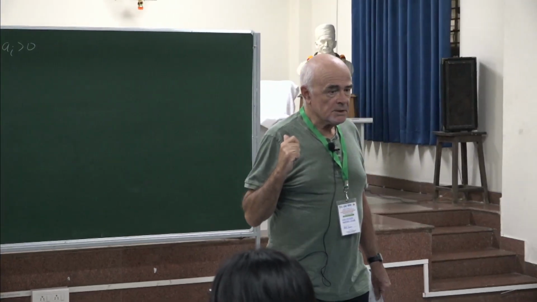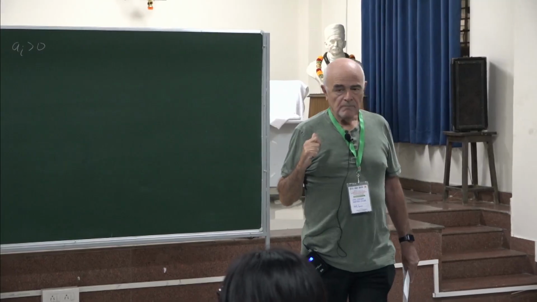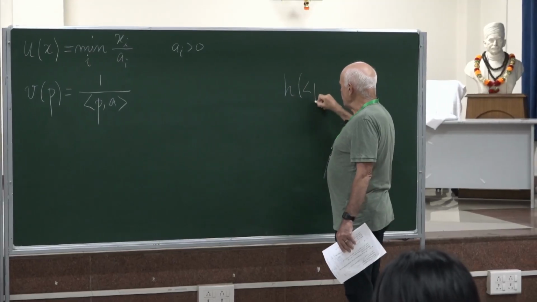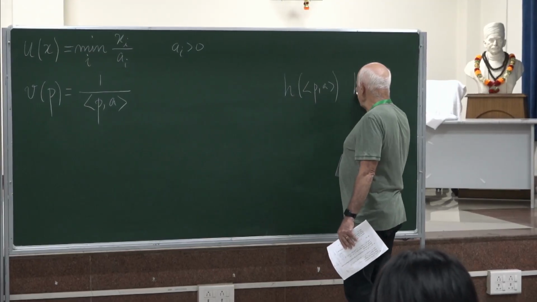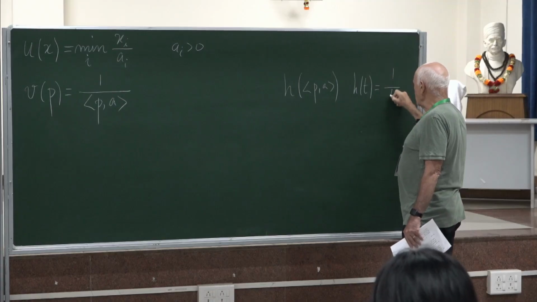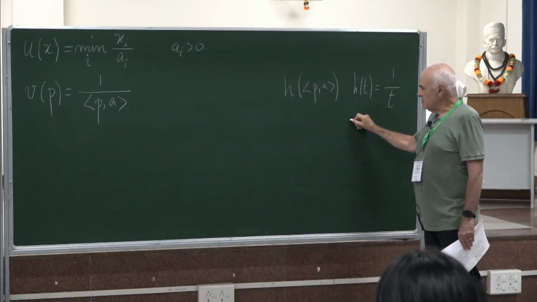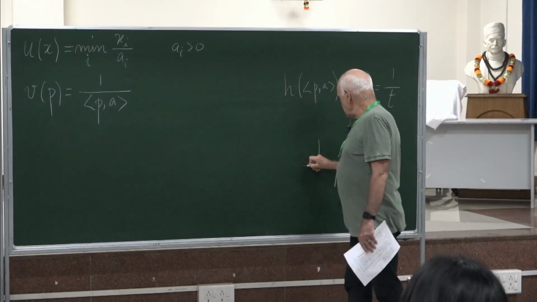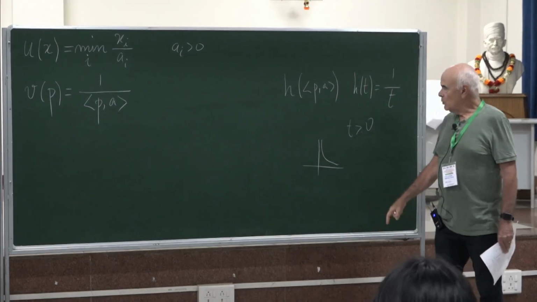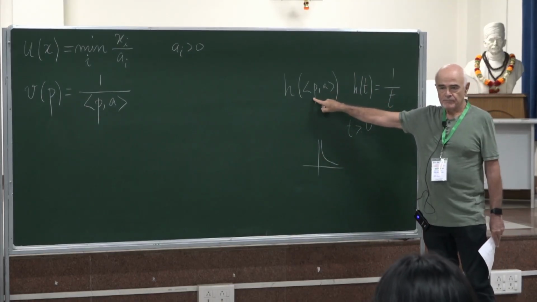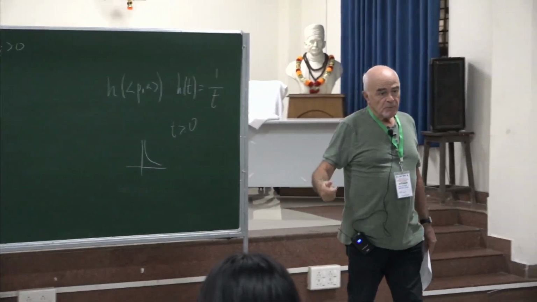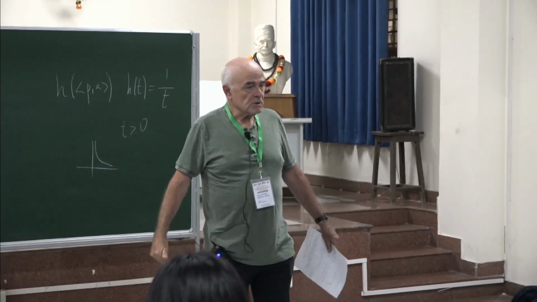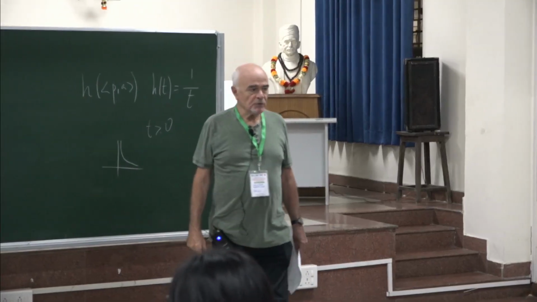How do you know that this is convex? Because this is h of p·a with h of t equal to 1 over t, t positive, because p·a is positive. So this h is convex, and we are composing it with a linear function. Then it is convex. So that exceptional situation occurs sometimes, for instance, in the Leontief case.